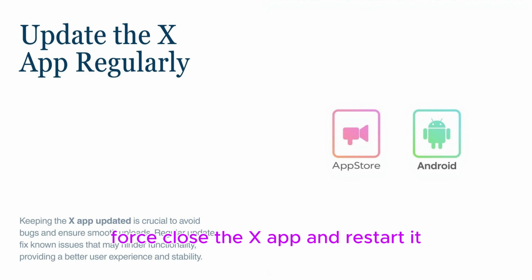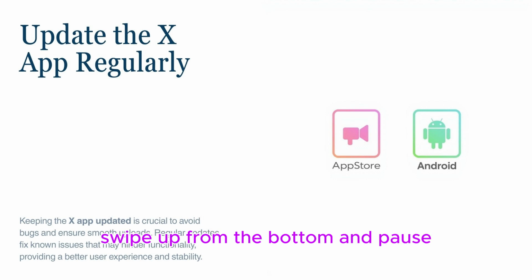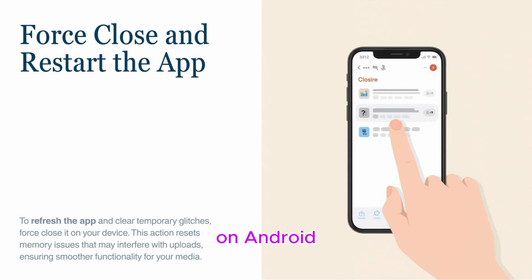Then, force close the X app and restart it. On iPhone, swipe up from the bottom and pause. On Android, open recent apps and swipe X away.